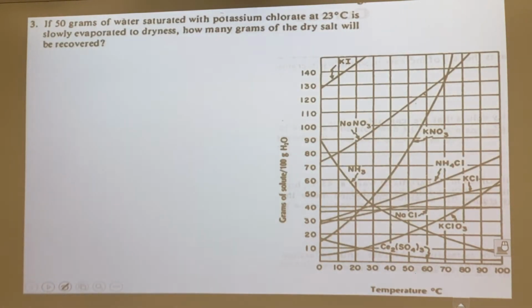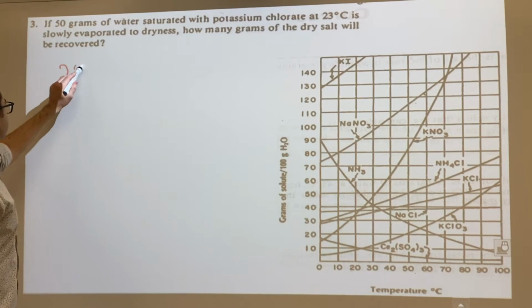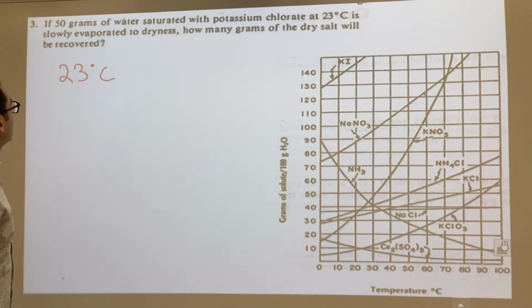So if 50 grams of water saturated with potassium chlorate at 23 degrees Celsius is slowly evaporated to dryness, how many grams of the dry salt will be recovered? All right, we need to write some stuff down. First thing I would write down is the temperature. All right, so we're at 23 degrees Celsius.